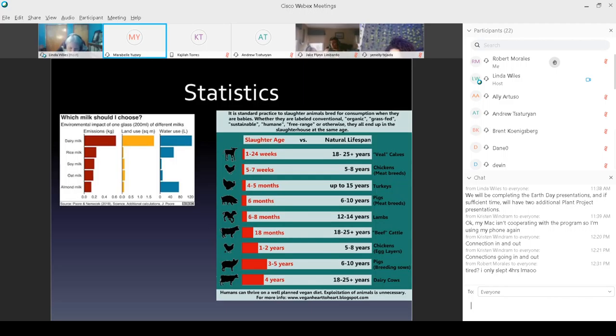So on the left side, the graph, the red, yellow, blue ones, it's describing how much emissions and land use and water use comes from the different types of milk that you choose to use. As you can see, dairy milk is like 2 or 3 times more pollutant than the other ones and uses way more energy and land, and it ruins the air way more than any of the other ones do.